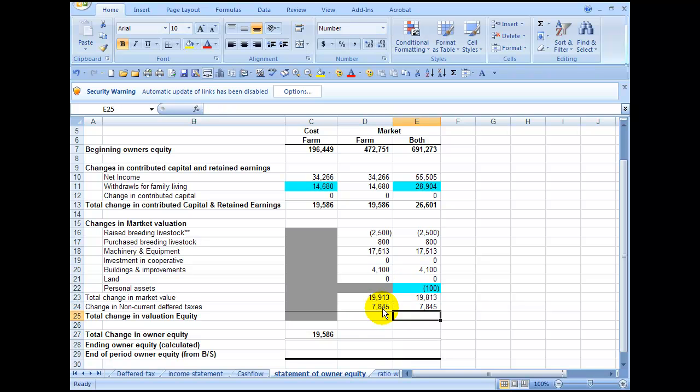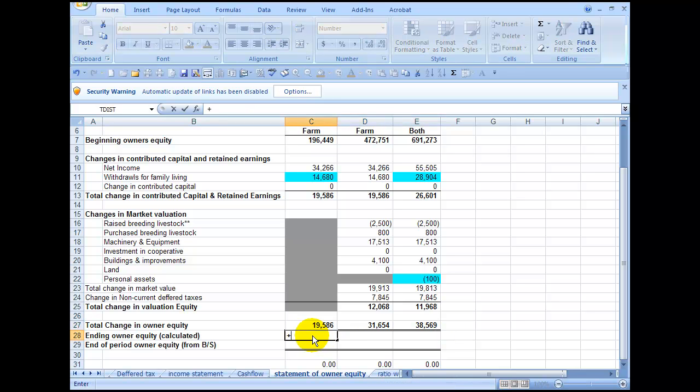Refer to that in the same column. And so our total change is how much our assets have appreciated, the change in market value, minus the change in the tax obligation associated with that. So our assets have gone up by $12,068. Our personal have only gone up by $100 less because of that change in the personal. So now our total change down here is the change in contributed capital and retained earnings plus the change in our valuation equity, the two sources of wealth change. And in this case, it went up by about $31,000.